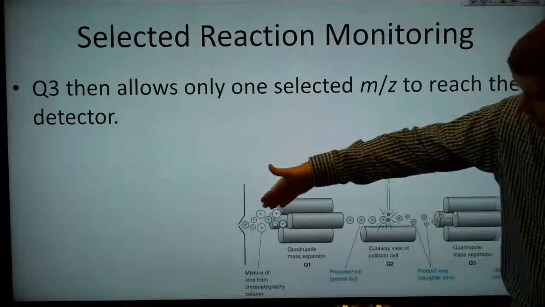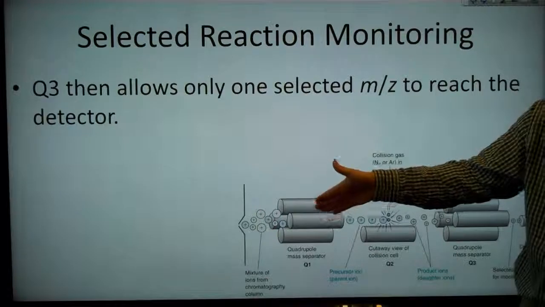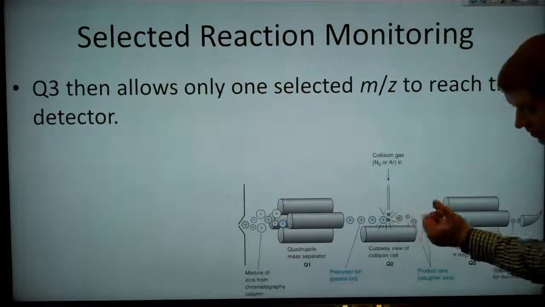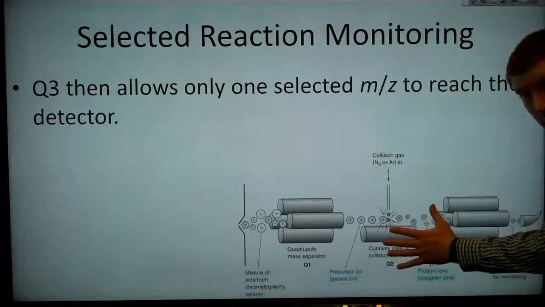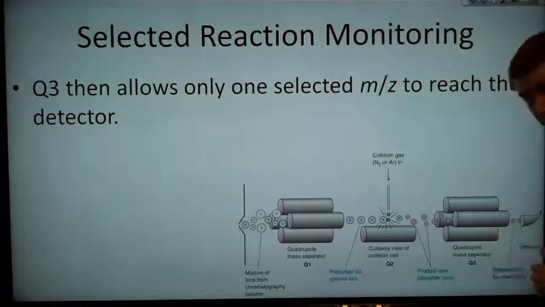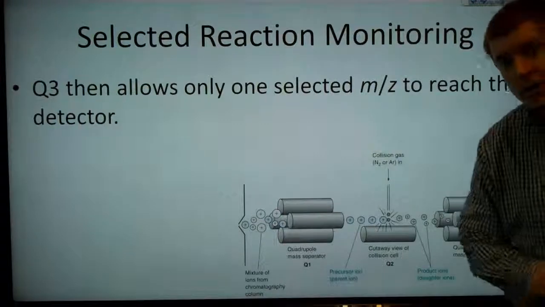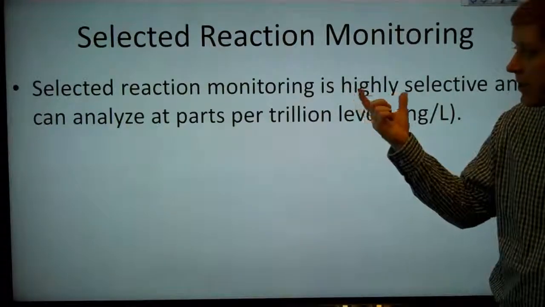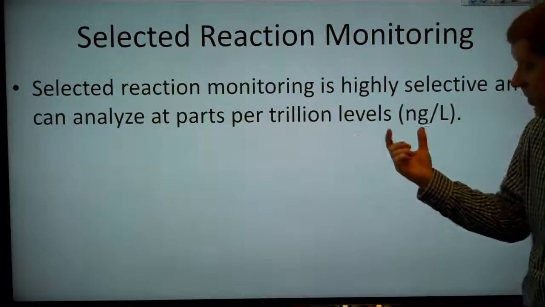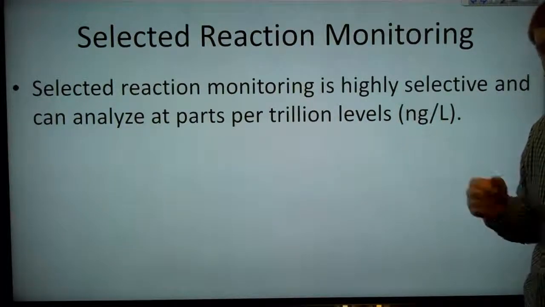So we've got some precursor ions coming in. Q1 selects just the precursor ion that we're interested in. Those ions collide with some other gas molecules here, and then we have our product ions coming out. Q3 selects which product ion we're looking at, and those ions are the only ones that strike the detector then. So selected reaction monitoring is highly selective and can analyze at parts per trillion levels. So this is nanograms per liter.